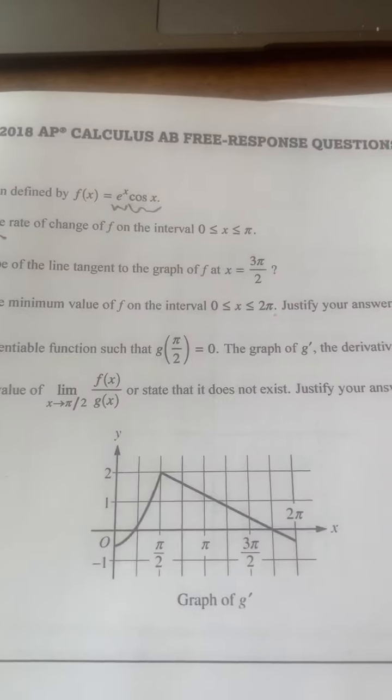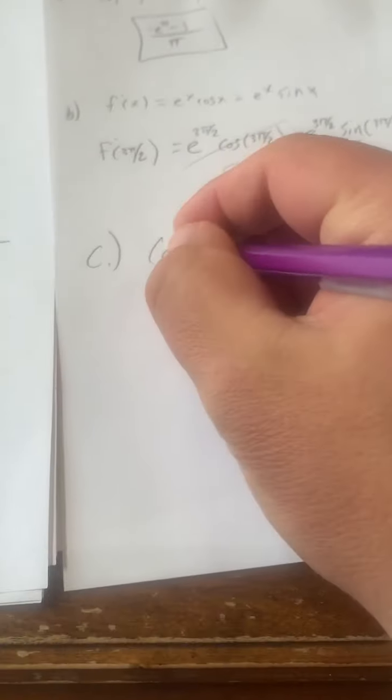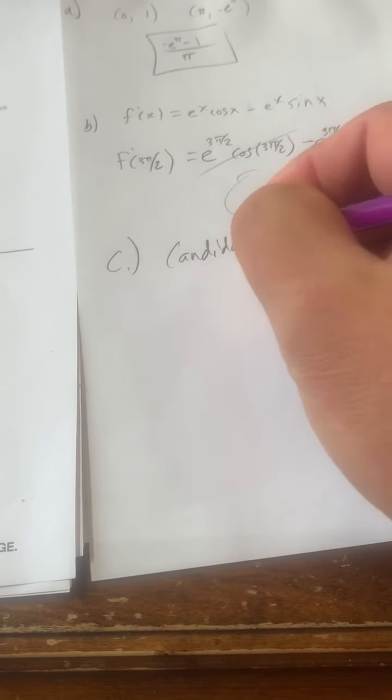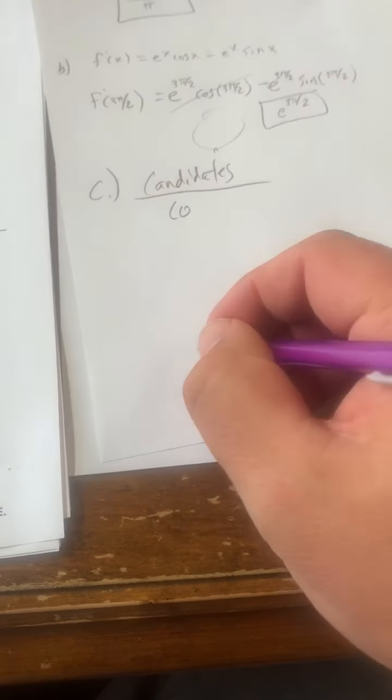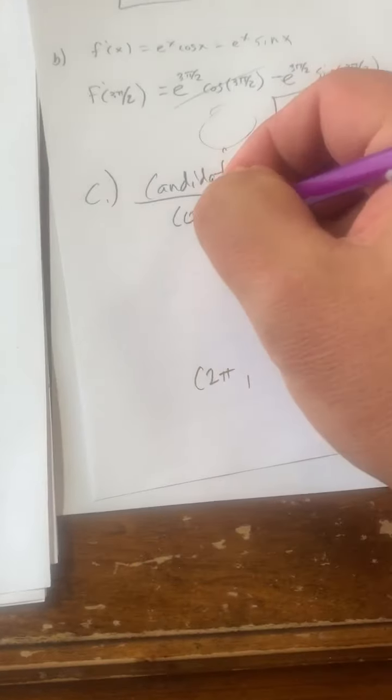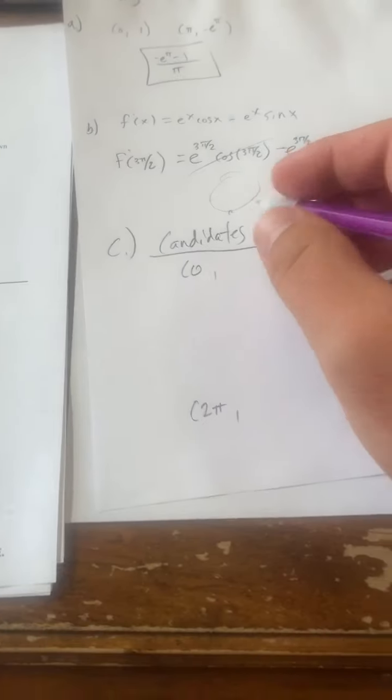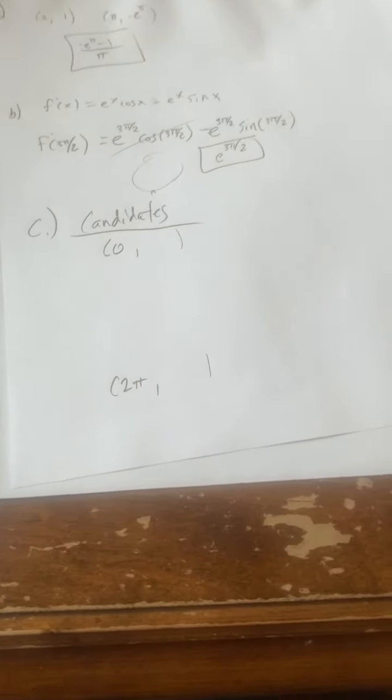Okay, part C says, find the absolute minimum value of f on this interval. So anytime I'm finding absolute max or absolute min, I need my candidates. Those are endpoints and critical points. So my endpoints are 0 and 2 pi, and for absolute minimum I'm looking for the smallest y value.